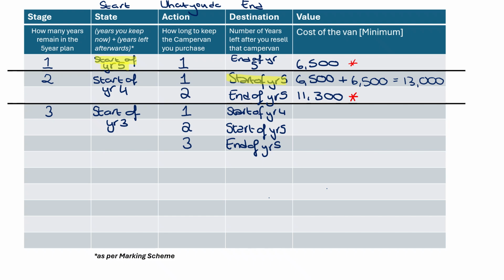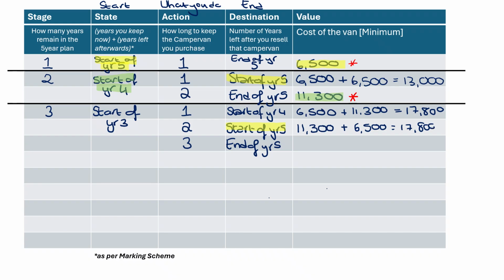So what that means is if I buy it and keep it for 1 year, it's 6,500, but then I need to add in the optimal value for the start of year 4. The start of year 4 is here, which means my optimal value is the 11,300. So I have to add that on here. So that gives me 17,800. For 2 years, that's going to be my 11,300, which we've already calculated, brings us up to the start of year 5. And I know the optimal value for the start of year 5 was that 6,500. So I add on my 6,500, that gives me 17,800 as well.